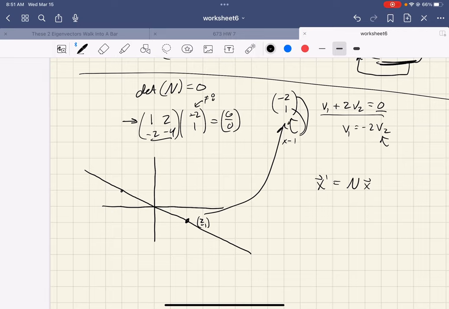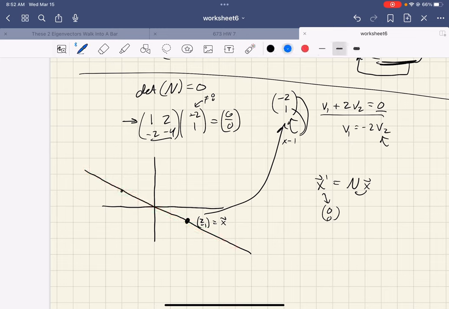So if we're here, if this is my x, then when I feed it into N, what I'm going to get is the 0 vector, which means my velocity is 0. So this dot right here is not moving. It's at a steady state. Everything on this line is at a steady state.